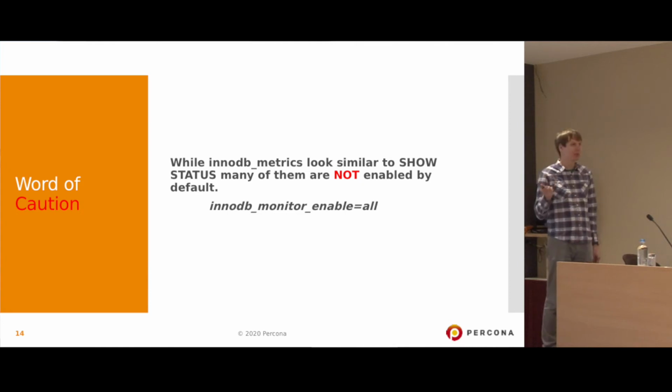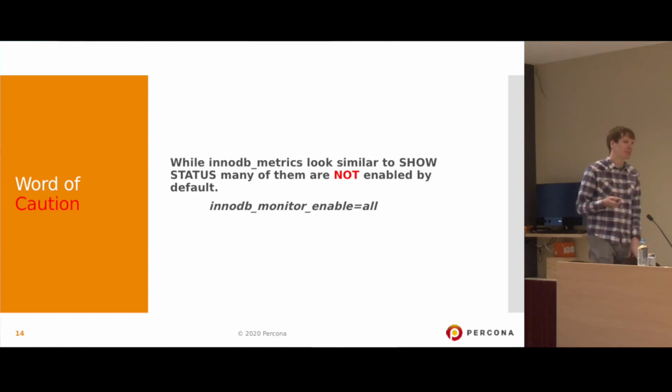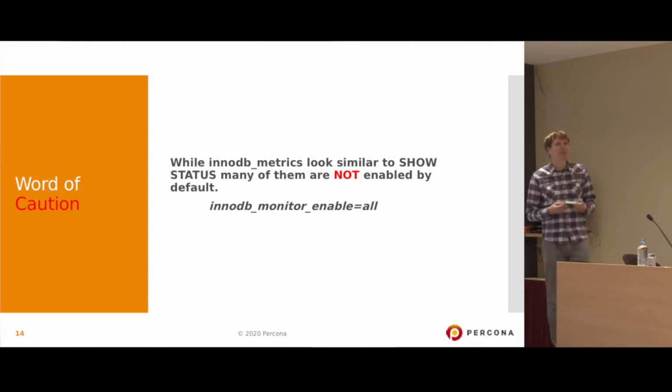Yeah, you got a question? Is the performance impact enabled by default? That is a good question. Actually, it is very low. I mean, it doesn't seem to have more than a fractional percent of overhead. So it's not like performance schema, where the overhead can be quite high. So why not enable it by default? Well, I'm just saying it's how it is.